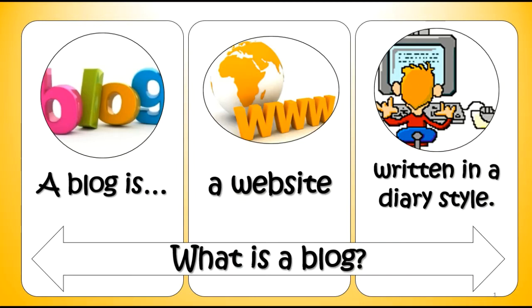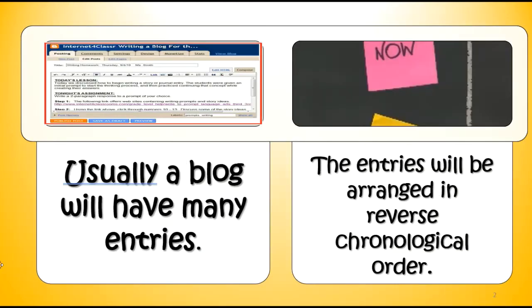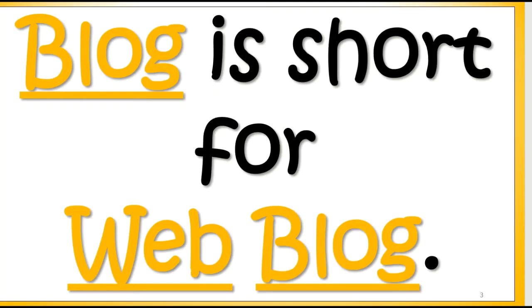So a blog is an online diary, and it usually involves pictures. It usually has many entries, and they usually go in reverse chronological order. Have a think about what that means, reverse chronological. So that means that the most up-to-date is first. So you see the most recent post first.